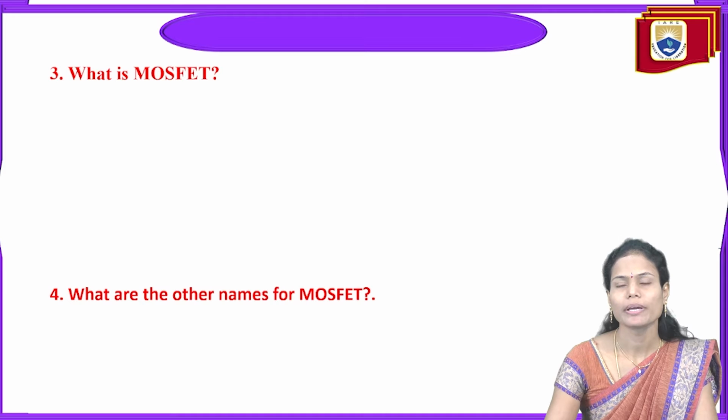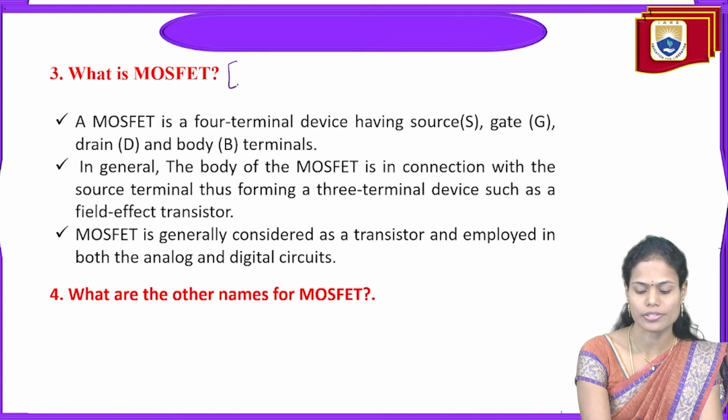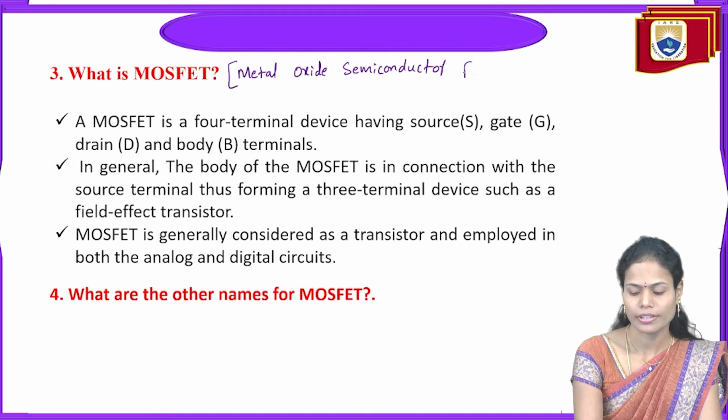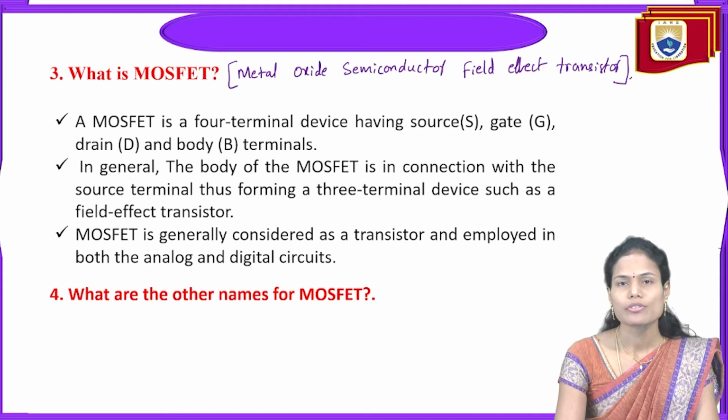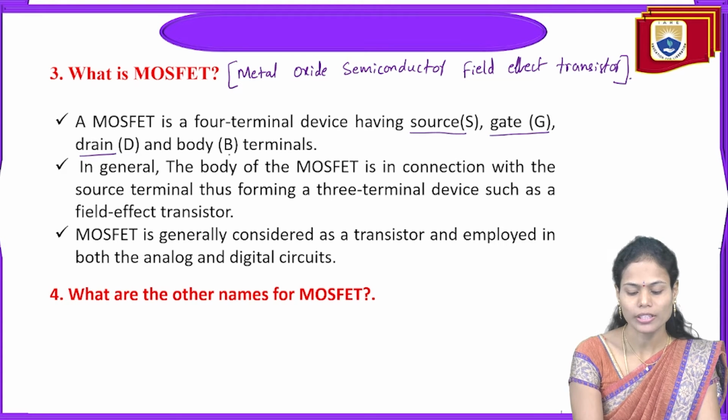And next, what is meant by metal oxide semiconductor field effect transistor? MOSFET is nothing but metal oxide semiconductor field effect transistor. Okay, so in the case of MOSFET, instead of 3 terminals, we have 4 terminals here, that is source, gate, drain and body terminals.